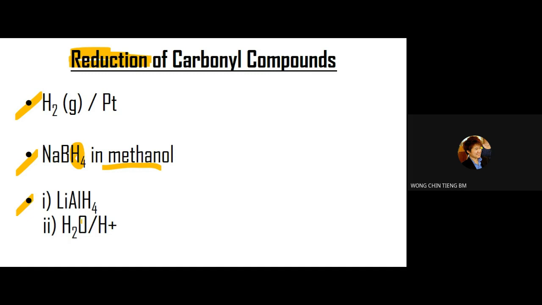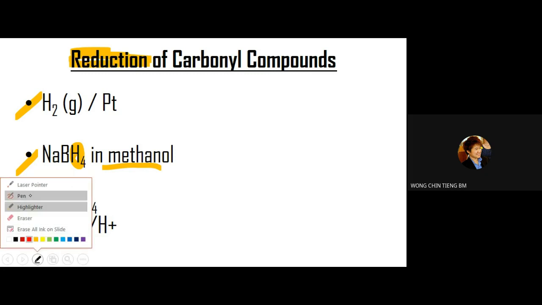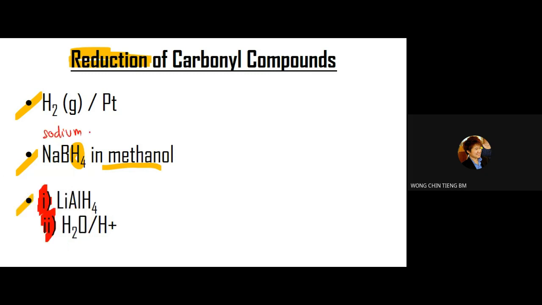Sekali lagi. Bila kita ada Roman 1, Roman 2, Roman 2 adalah wajib. It's followed by... Kalau tadi adalah sodium boron hydride, over here, lithium aluminium hydride, LiAlH4. That is my sodium boron hydride, NaBH4. Kat sini sama, tapi tukar kepada lithium aluminium hydride. Followed by H2O, H+. Standard lah, followed by hydrolysis. Okay? Boleh? Semua ni adalah reducing agent.